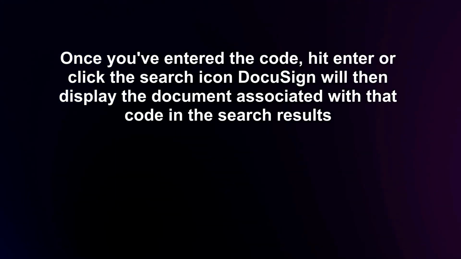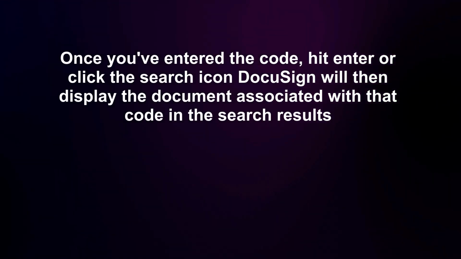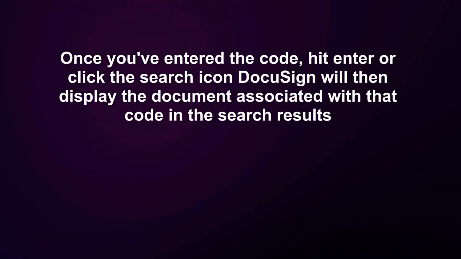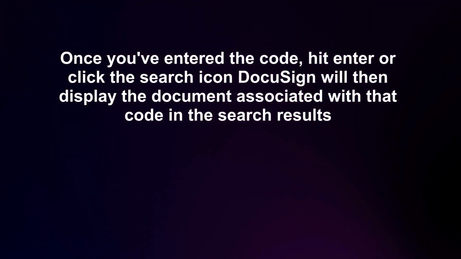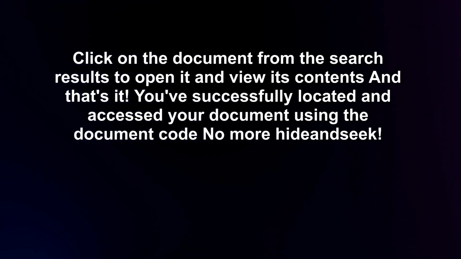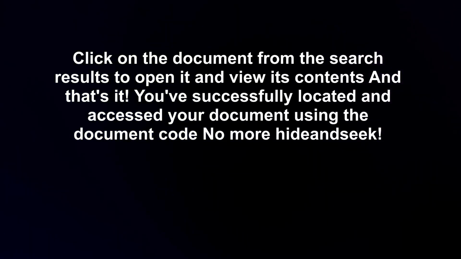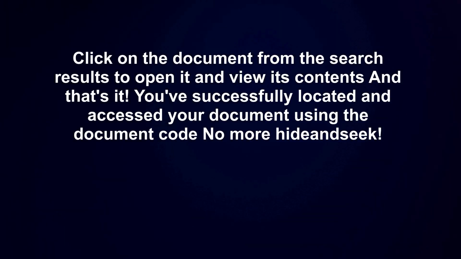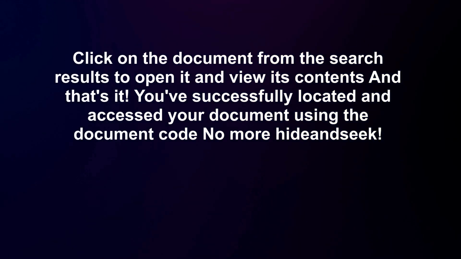Once you've entered the code, hit enter or click the search icon. Docusign will then display the document associated with that code in the search results. Click on the document from the search results to open it and view its contents, and that's it. You've successfully located and accessed your document using the document code. No more hide and seek.